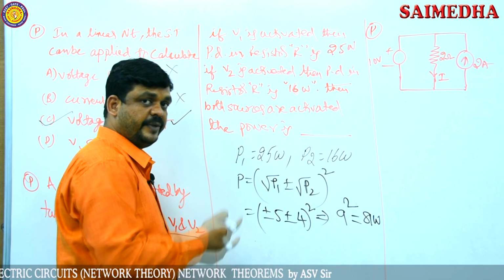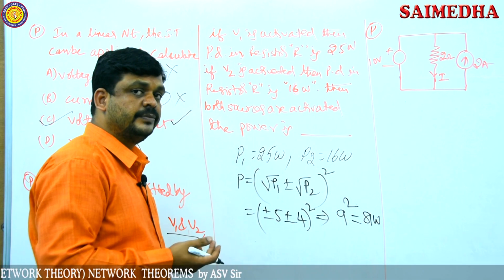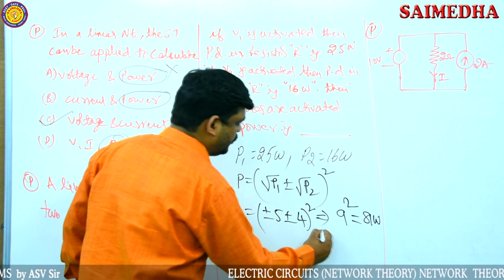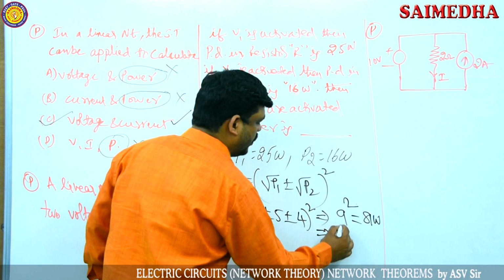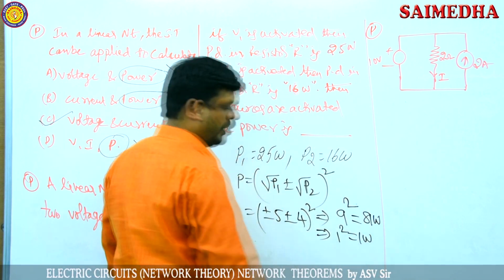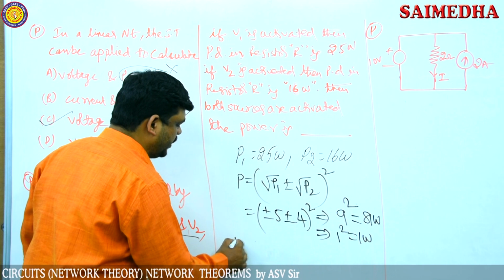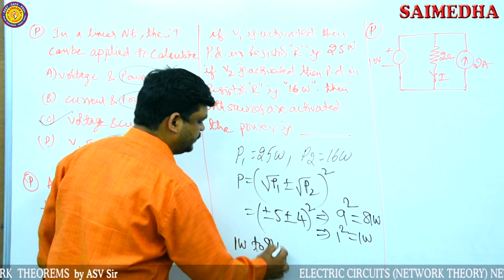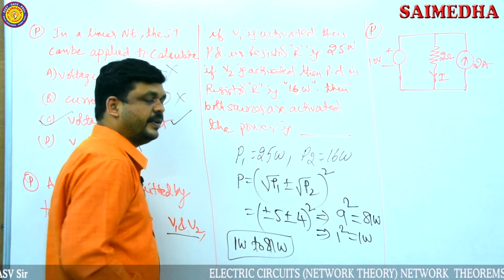This gives the maximum power. And if you want to take a minimum, perform the subtraction. The subtraction becomes 5 minus 4, which is 1 squared, that becomes 1 watt. Then the range of the total power is 1 watt to 81 watts. This is the range of the power.